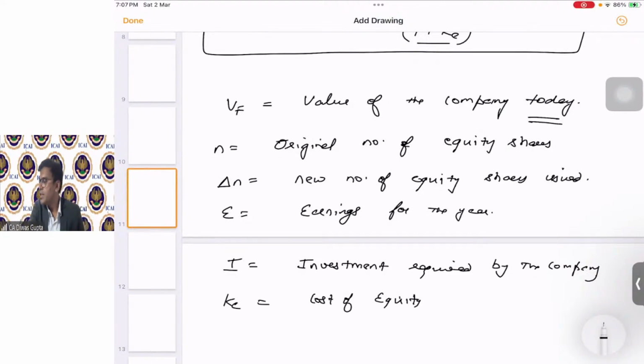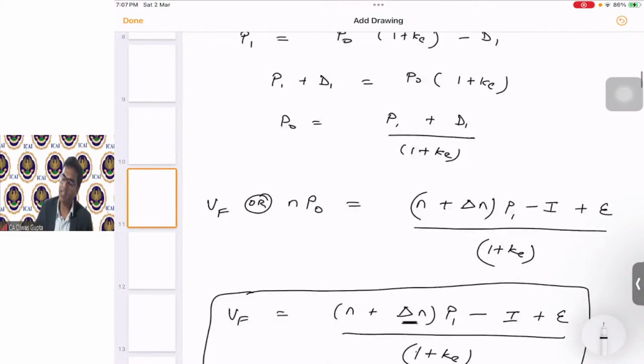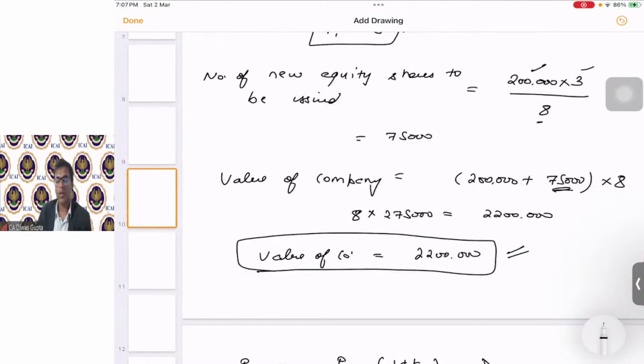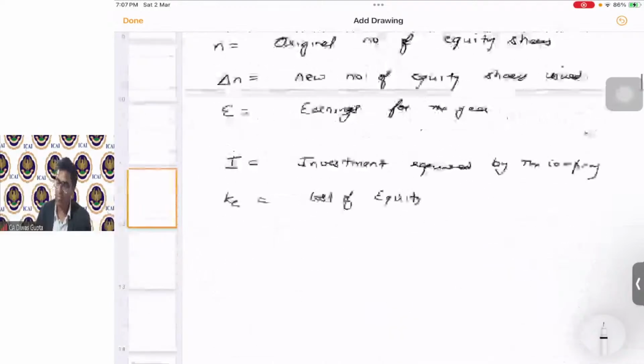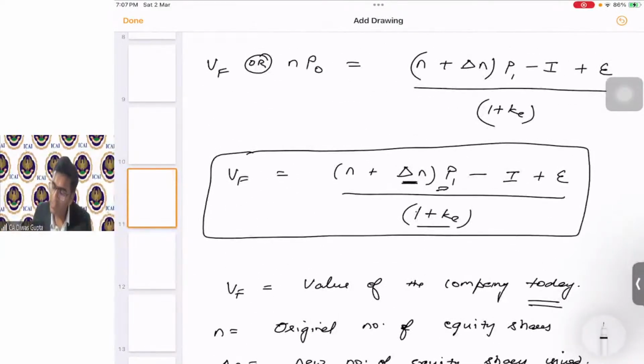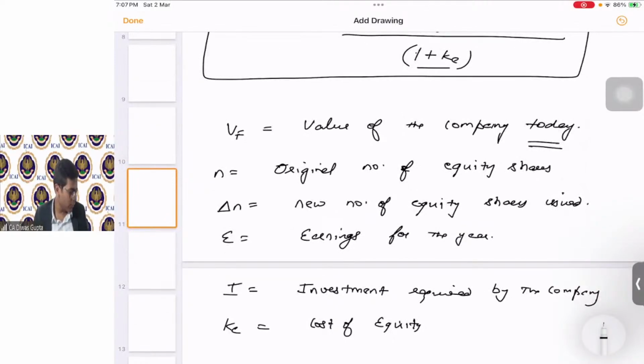Yes, Manish. Rajneesh is asking what is the meaning of delta N? Yes, Rajneesh, delta N is the new number of shares that has been issued. In our previous example, we said that 75,000 is the new number of shares, that is delta N. Sanya, dividend is not subtracted again because it is already subtracted in P1. That's why. I hope this is clear, students, till now.